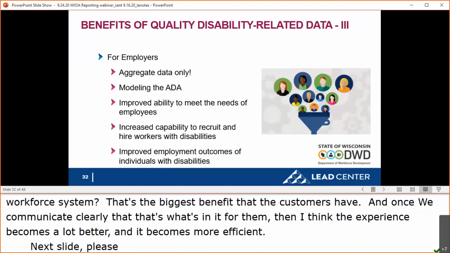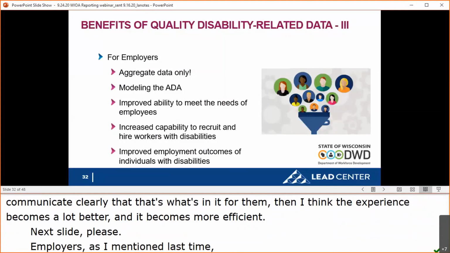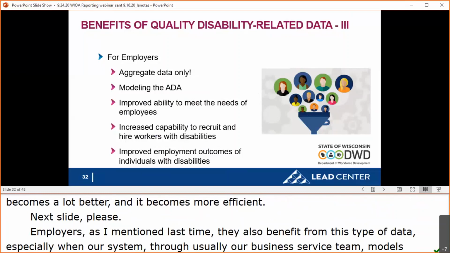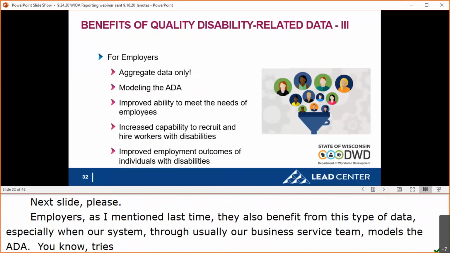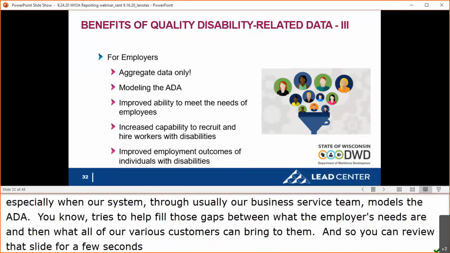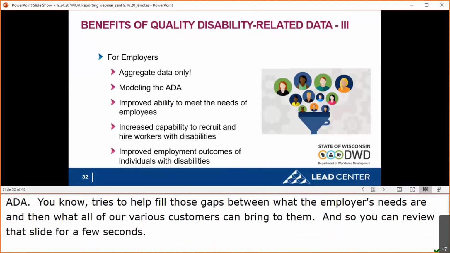And employers, as I mentioned last time, also benefit from this type of data, especially when our system, usually our business service team, models the ADA and tries to help fill those gaps between what the employer's needs are and what all of our various customers can bring to them. You can review that slide for a few seconds, and then we can go to the next slide, please.